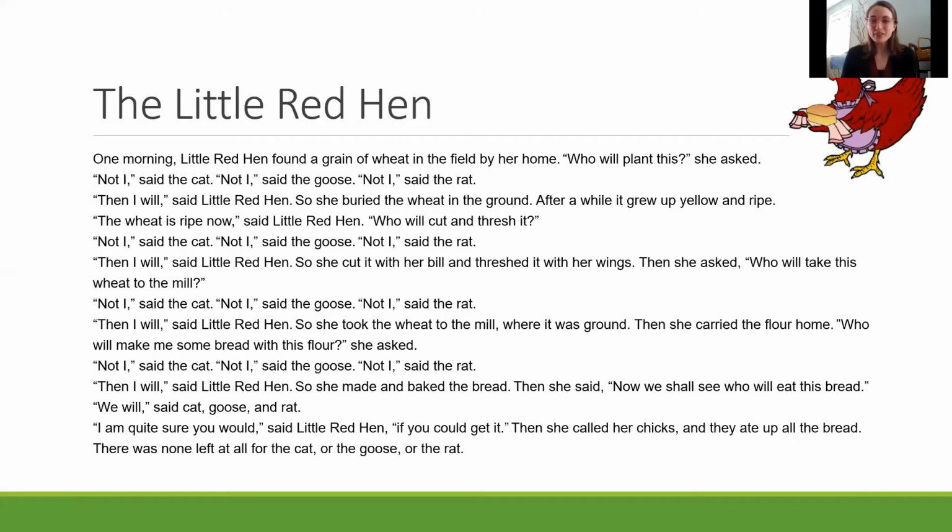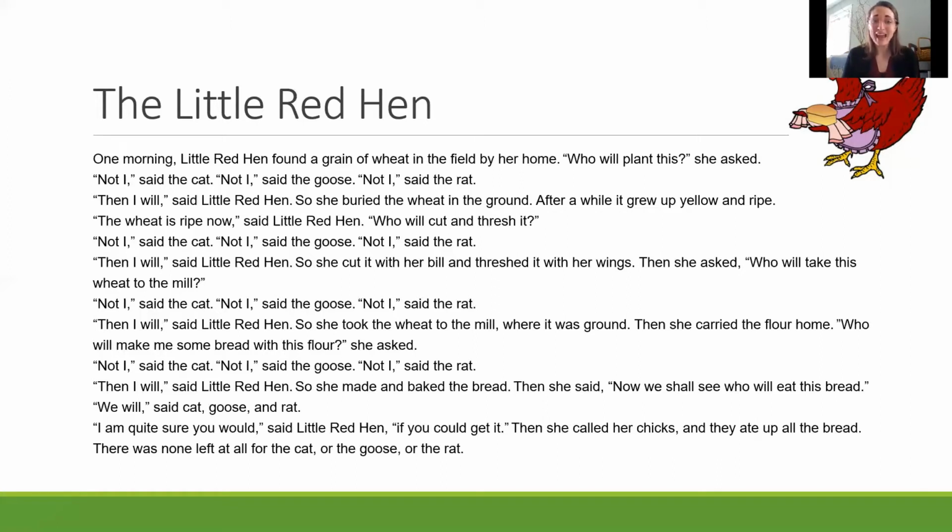We're going to start with the story of the Little Red Hen today. Maybe you're familiar with this story from growing up. The Little Red Hen story goes like this. One morning, Little Red Hen found a grain of wheat in the field by her home. "Who will plant this?" she asked. "Not I," said the cat. "Not I," said the goose. "Not I," said the rat. "Then I will," said Little Red Hen. So she buried the wheat in the ground. After a while, it grew up yellow and ripe. "The wheat is ripe now," said Little Red Hen. "Who will cut and thresh it?"